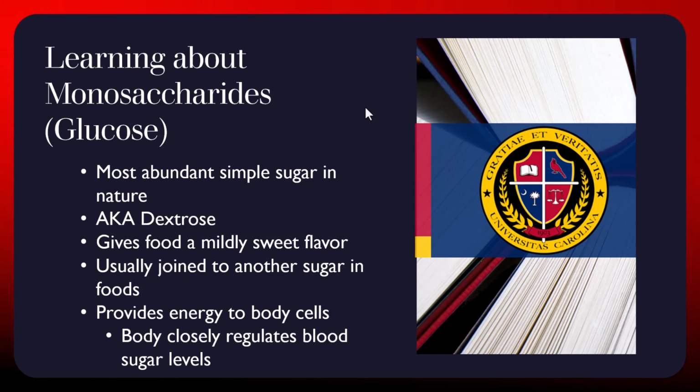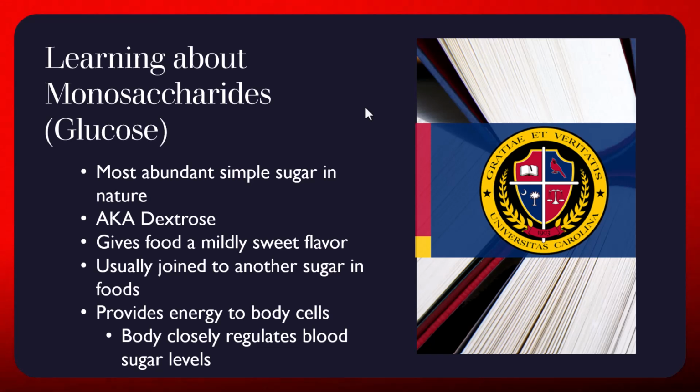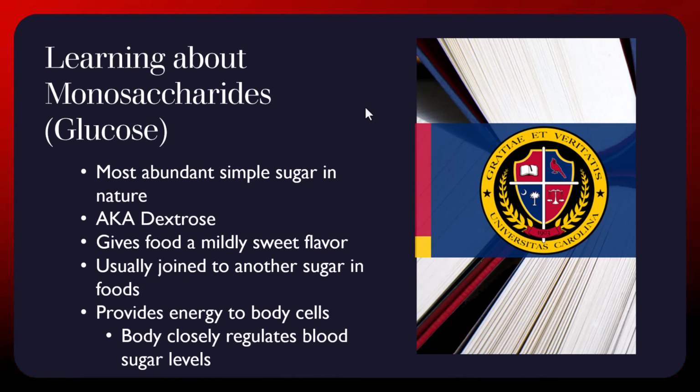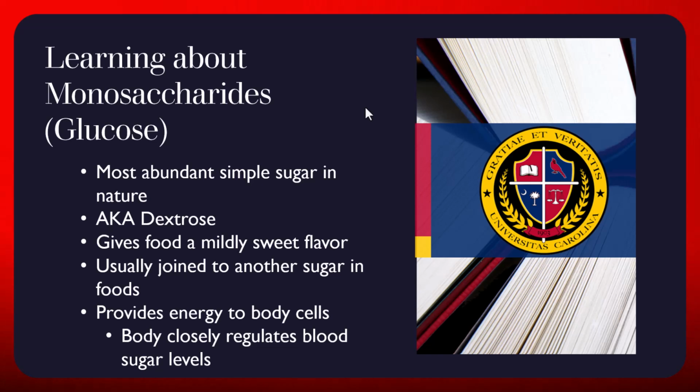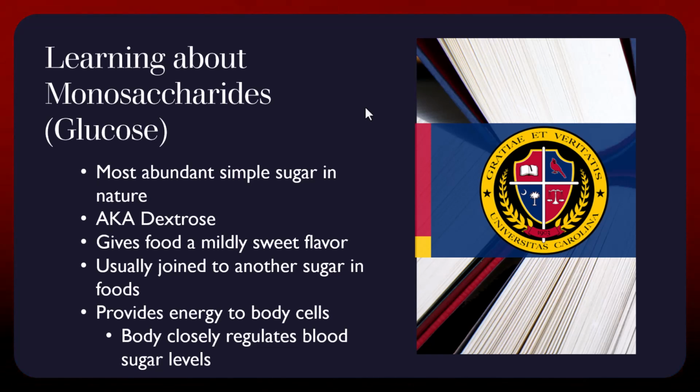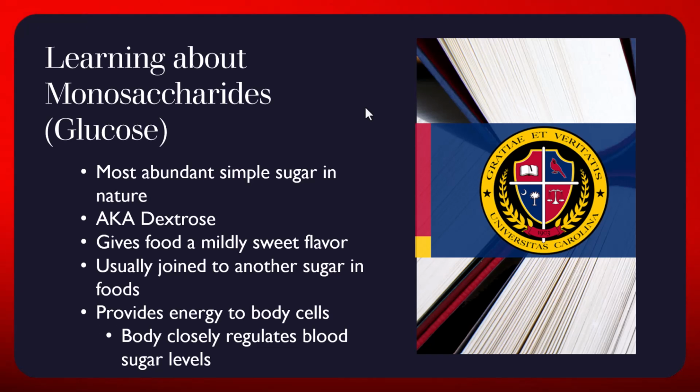It's also called dextrose. It gives food a mildly sweet flavor. It's usually joined to another sugar in foods, and it provides energy to the body cells. Note that the body very closely regulates blood glucose levels, blood sugar levels, and we'll discuss that in more detail as the lecture continues.